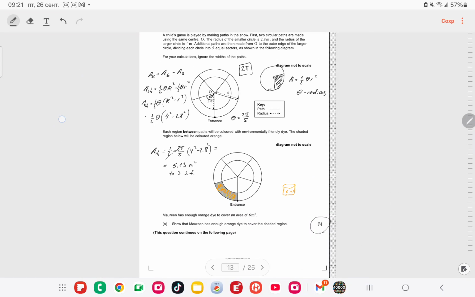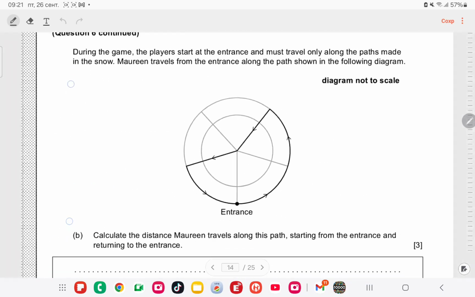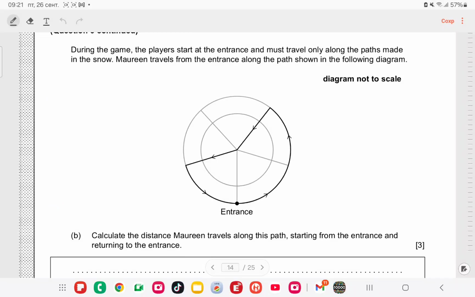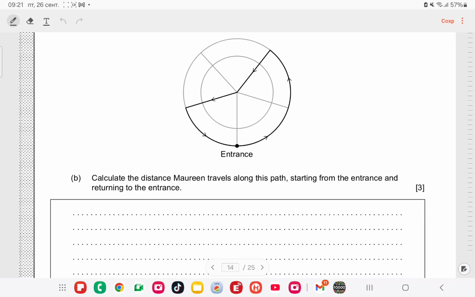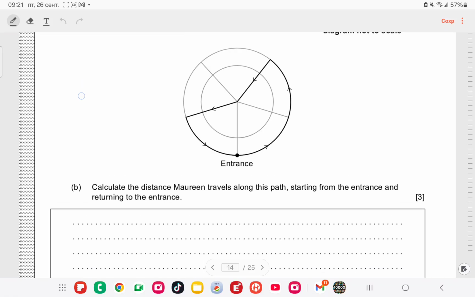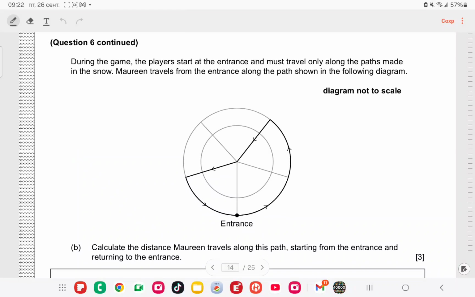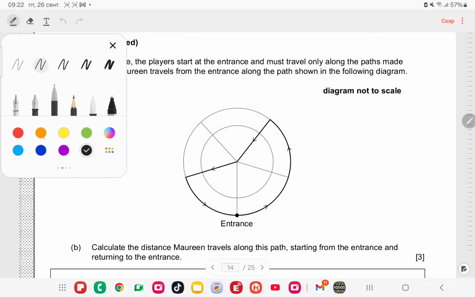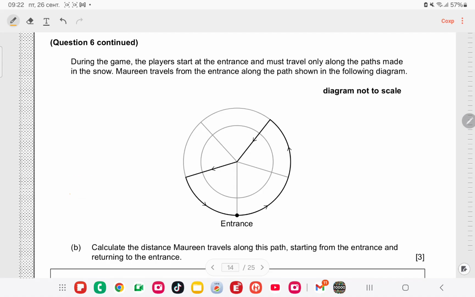Now let's turn to part B. In part B, it says that during the game, the players start at the entrance and must travel only along the path made in the snow. Morin travels from the entrance along the path shown in the following diagram. Calculate the distance Morin travels along this path, starting from the entrance and returning to the entrance. Okay, so we have to follow the direction, and that's how we will find the shape that we should consider.